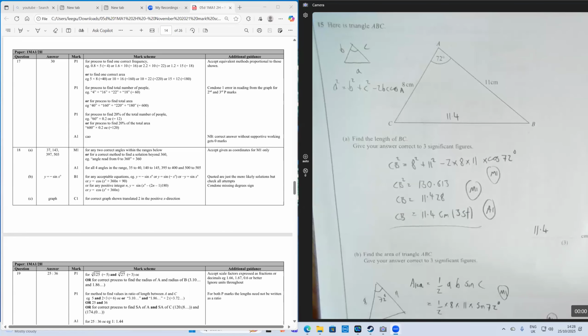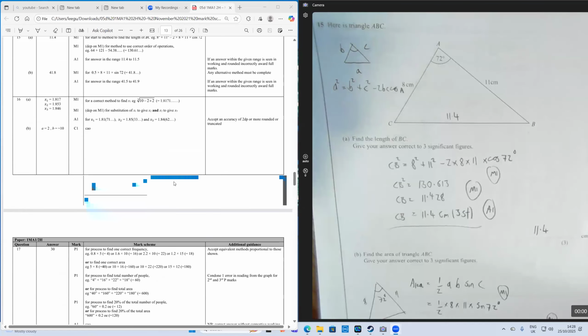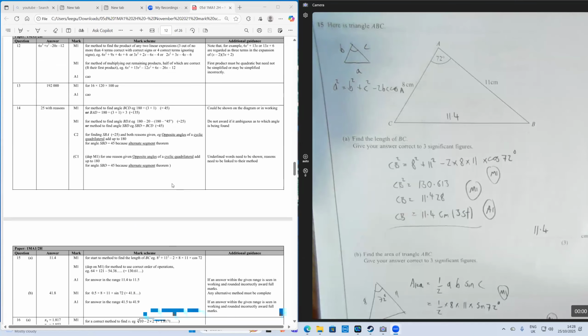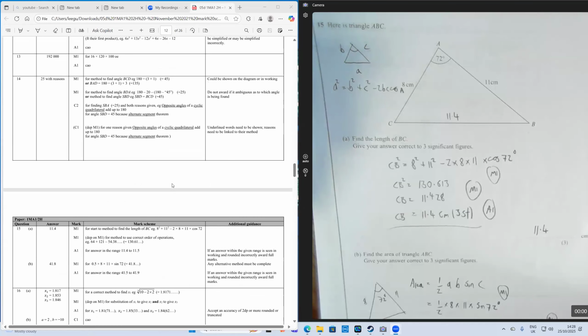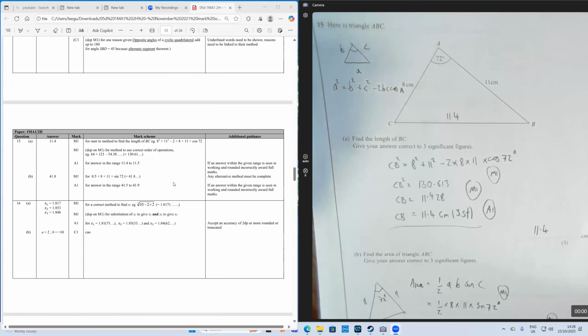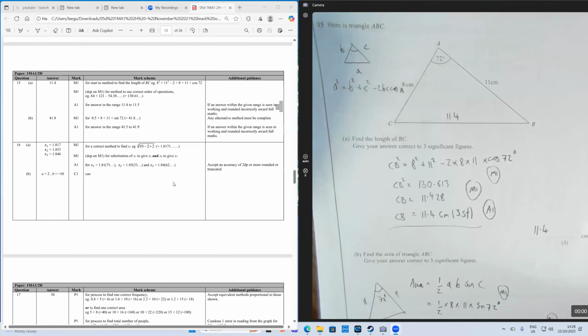Hello everyone, we're looking now at the last part of the paper from November 2021, paper 2 for Edexcel. And I must say that as we get towards the end of the paper, the questions start to be more and more like A-level. So if you're in GCSE and you're thinking about taking A-level, and you want to know what it's like, then really the last few questions in the paper are a better indication of what A-level is like.